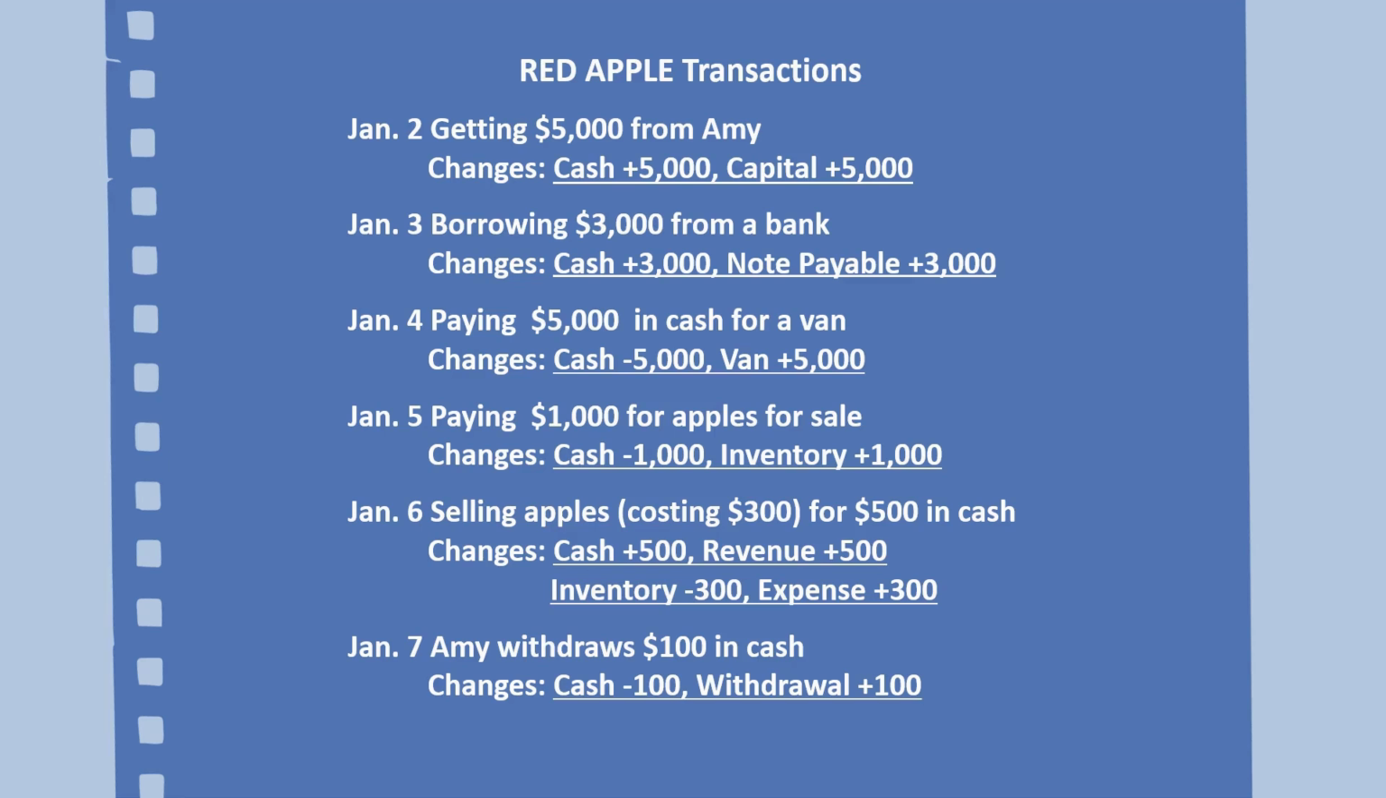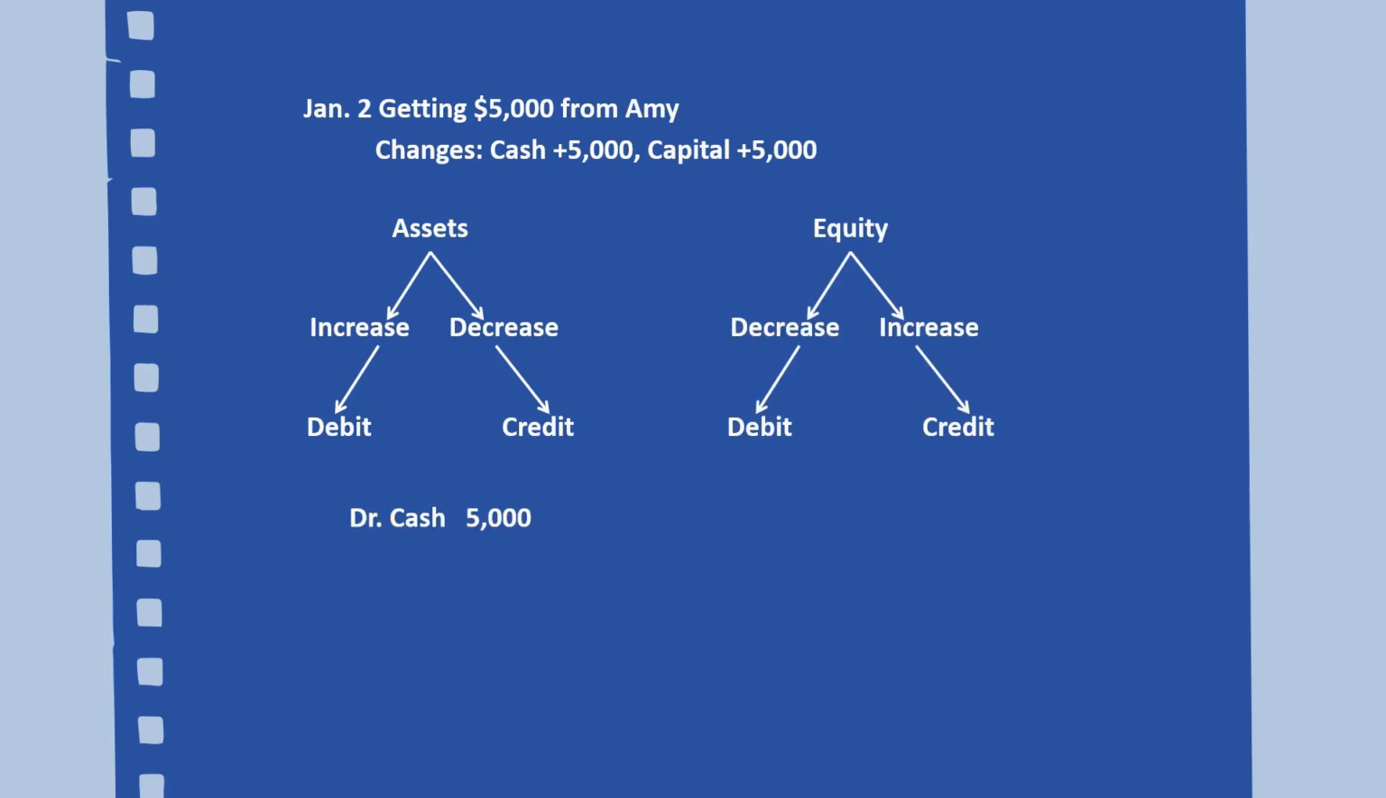And now let's record these transactions in double entry accounting. On January 2nd, Red Apple gets $5,000 from its owner, Amy. This transaction affects 2 accounts, cash and capital. Cash falls under assets, so when it increases, we debit cash. Capital belongs to equity, so when it goes up, we credit capital. Traditionally, we list the debit first and neatly indent the credit by 2 spaces, creating a visually balanced entry.